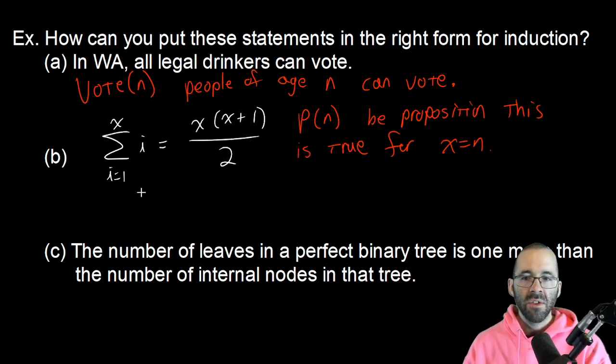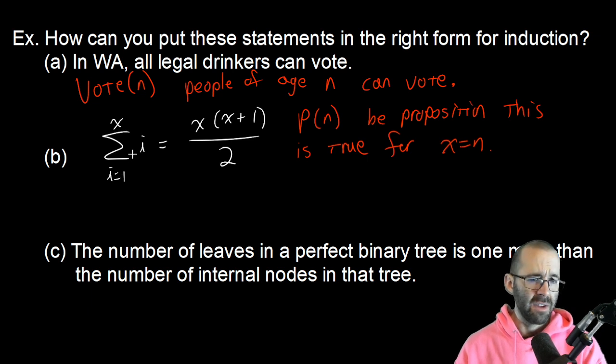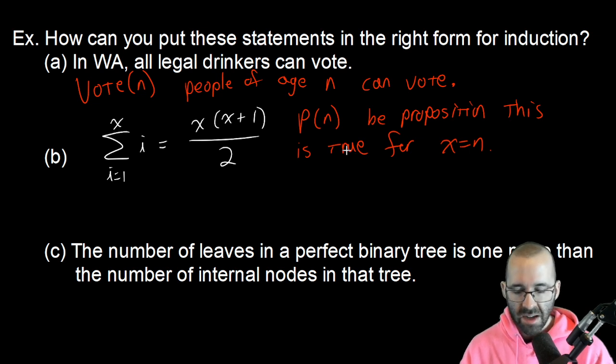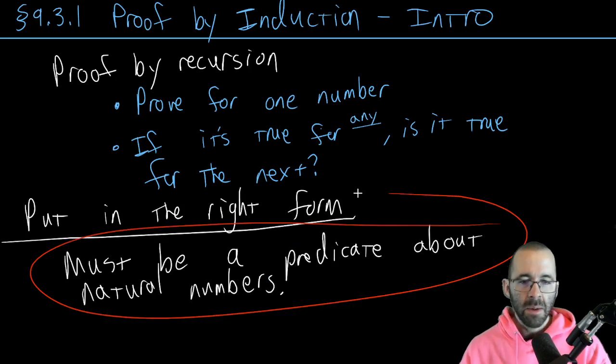All right, and then we could show that it's true when n is 1. That would be very easy. And then if it's true for any n, would it also be true for the next one? And again, we'll get into more examples, but we're just practicing how we can frame questions to use induction on. And how we're doing that is we're just getting practice putting statements into predicates about natural numbers.